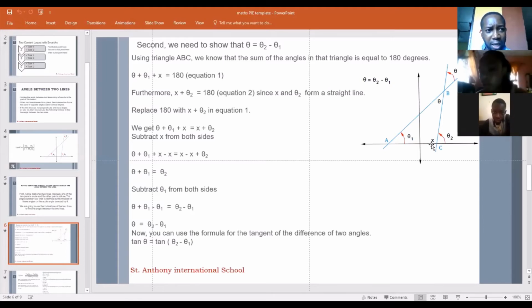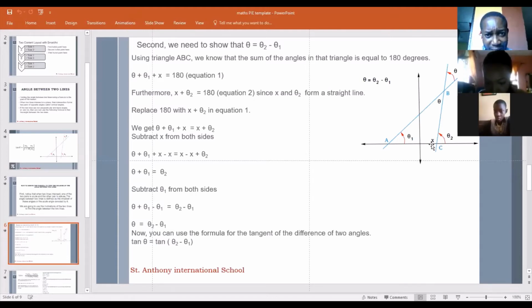But the topic for today is actually angles between two lines. And we have a formula which we'll use to find angles between two lines. Let me just quickly finish explaining this and I will show you the formula for this particular topic. So as I was saying, furthermore, x plus theta 2 will be equal to 180 degrees. That will now be equation 2. So you have equation 1 and you have equation 2.